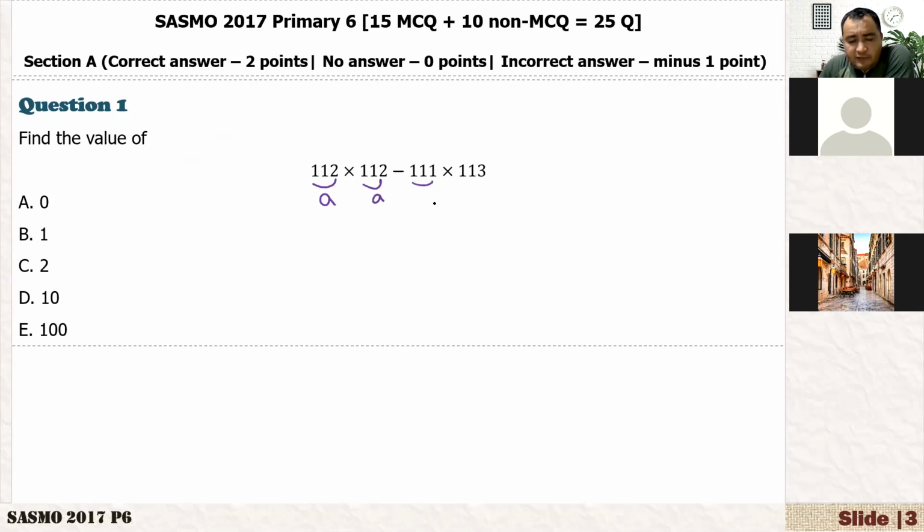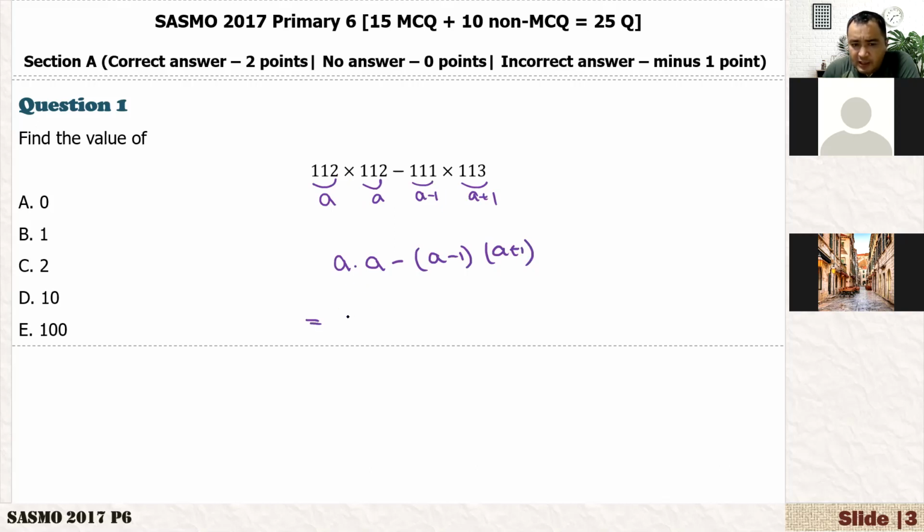What is 111? That is 112 minus 1. So I can just write it A minus 1. And 113, it is 112 plus 1. That is A plus 1. So now if you substitute, here we have A times A minus 1, and here we have A plus 1. And you know how to expand this, right?